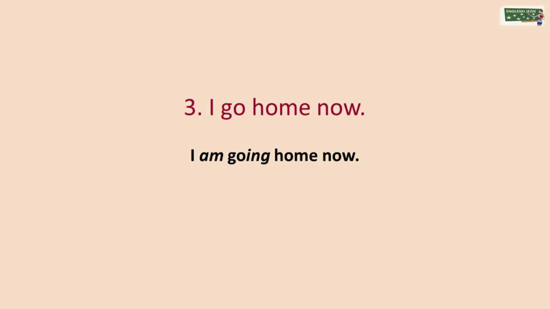Number 3. I go home now. What is the mistake here? Well, first of all, we can see that there is an adverb now, which means that this sentence is supposed to be in the present continuous tense. I am going home now. Therefore, we have to use the auxiliary verb be, or am in this case, and a suffix ing on the main verb. So it is correct to say, I am going home now instead of I go home now.